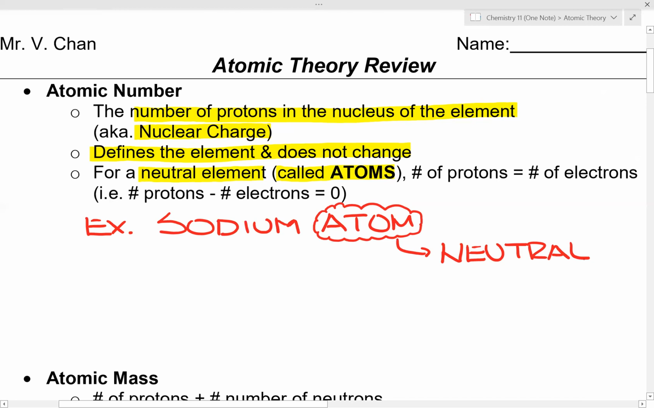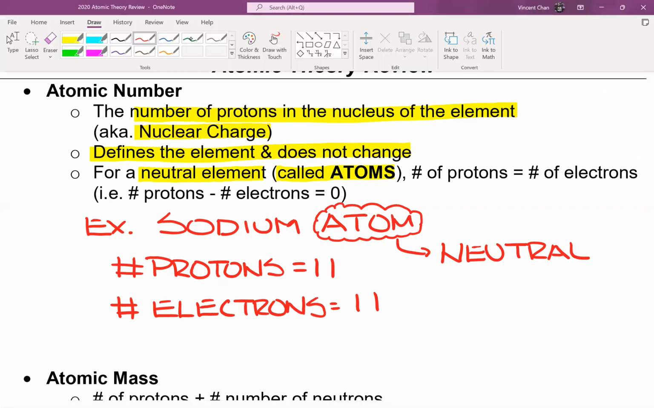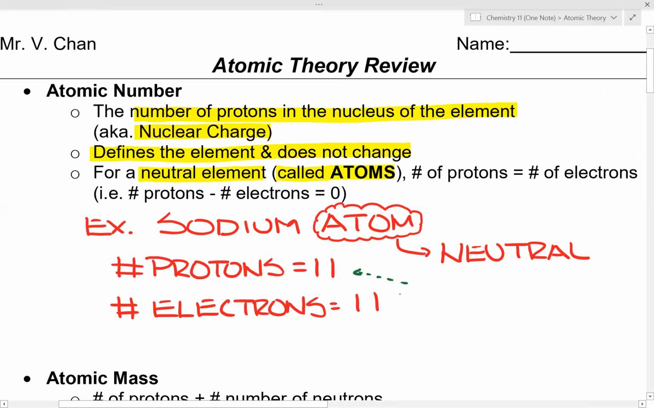So if we look on the periodic table for sodium, which is the neutral atom, the number of protons would equal 11, and the number of electrons is also 11. Notice these are the same, and because they're the same number, this is why it's considered neutral.